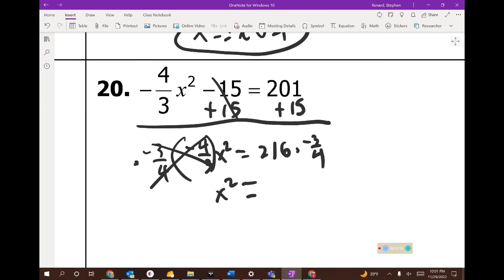So we're going to go 216 times negative 3 divided by 4. That gives us 54 times negative 3. So we're going to get negative 162.